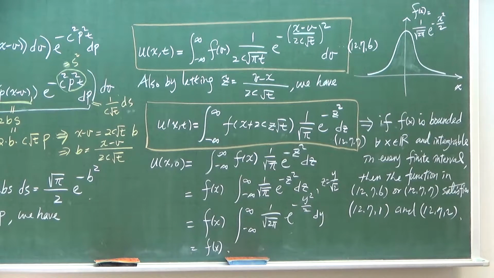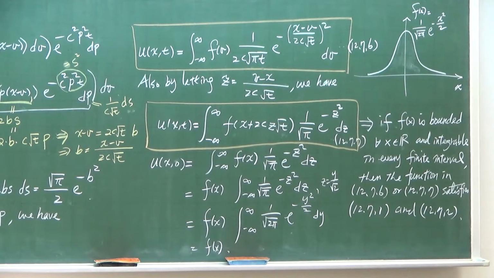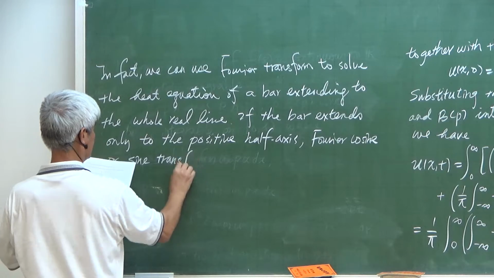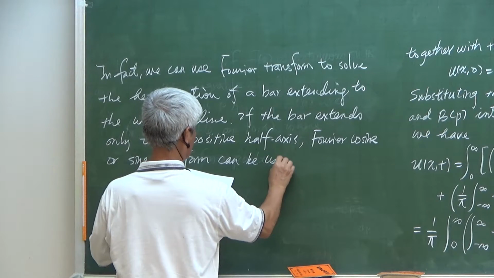And if the bar extends only to the positive half axis, then Fourier cosine or sine transform can be used instead.